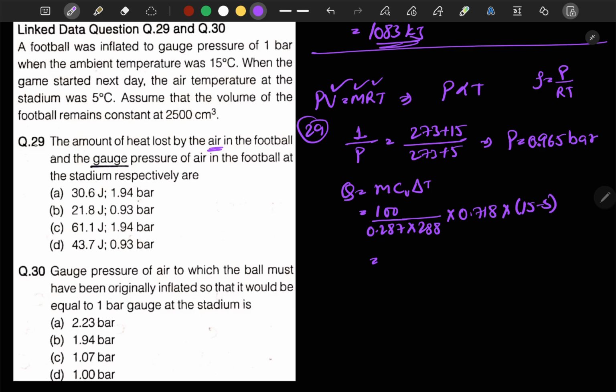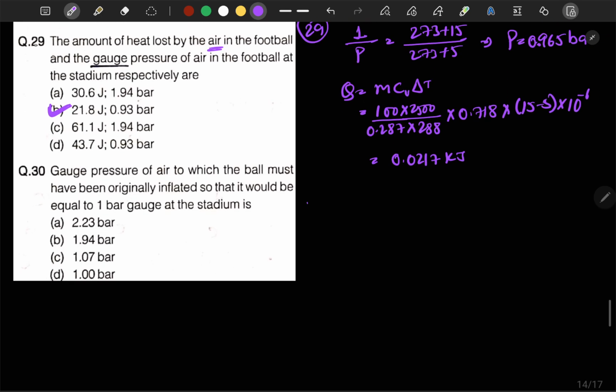okay, there is one thing I missed. So this is density into volume. Volume is 2500 centimeter cube, and to convert centimeter cube to meter cube we have to multiply it by 10 to the power minus 6. So the answer will be 0.0217 kilojoule, and we can convert it into 21.8 joule. So the answer will be this.